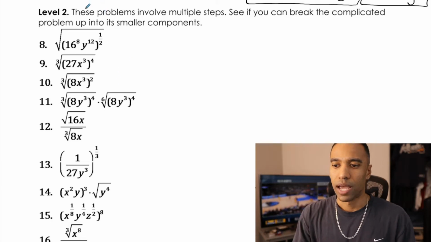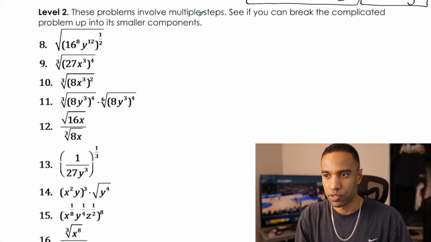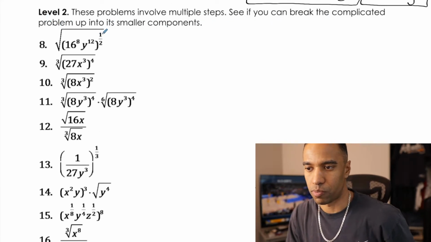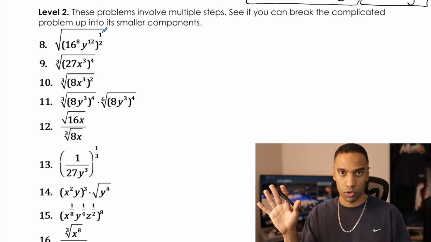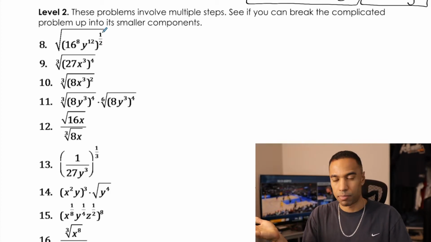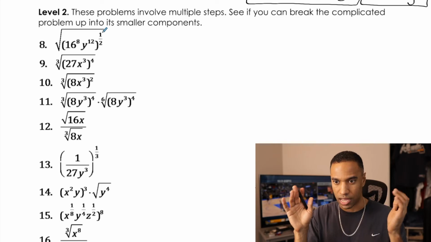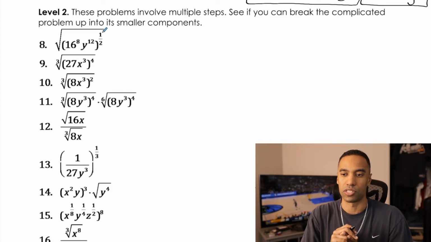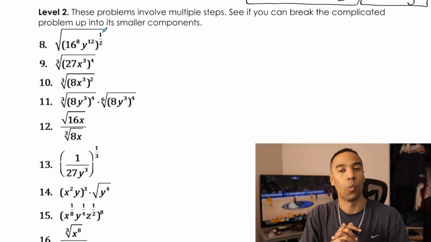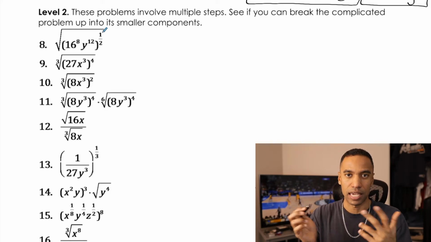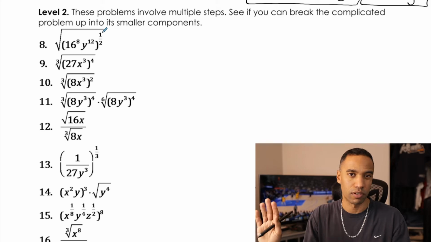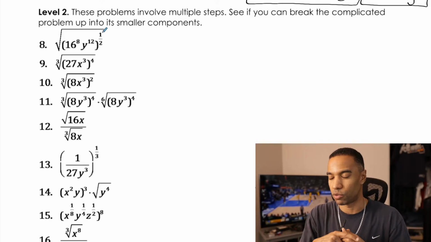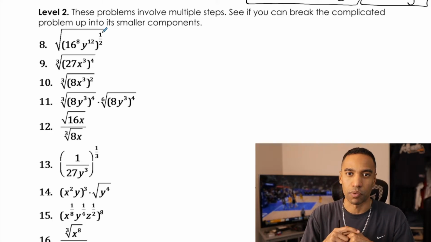Okay, level 2. These problems involve multiple steps, not unlike the other ones, but see if you can break the complicated problem up into its smaller components. Some problems are arguably still fine. It's just another step involved and you're good, but sometimes you're just asking where's a starting point. Number 8 can have several starting points, and I really struggle sometimes to decide which to go with because it can be done multiple ways. I'll show you 2 ways for number 8, but that's not going to happen for every single problem. Once we realize a method that really works for us, I think we've got to stick with it.